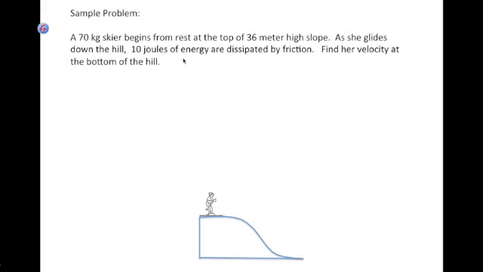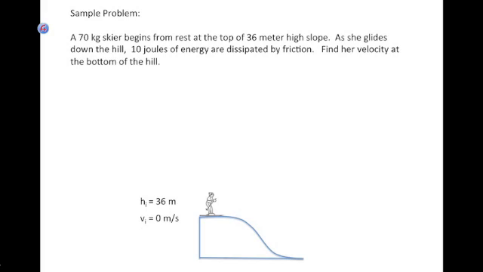We need to read through this and extract the facts from what we see. She's a 70 kilogram skier, so her mass will be important later. It says that she begins from rest, so the first piece of information we have is that her starting velocity is 0. Next, it says she begins from the top of a 36-meter tall slope, so we know that her starting position is 36 meters high.